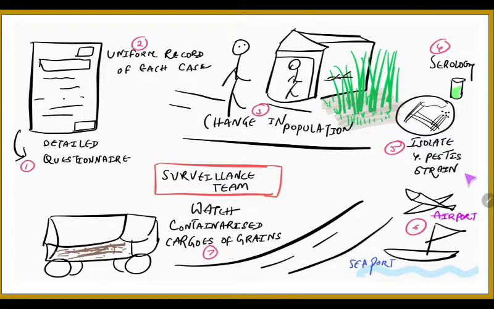Another important thing is we should be more stringent in watching the containerized cargoes. These are cargoes of grains at the seaport or even the airport level. This is a must when we are doing surveillance in plague.